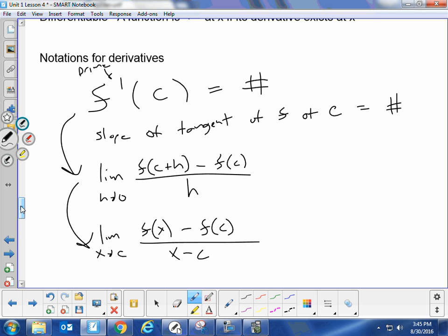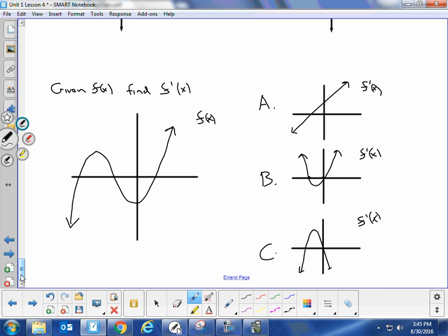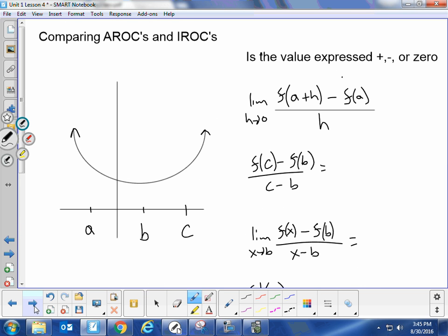Okay? Now, we'll come back to that. We can compare values for average rates of change and instantaneous rates of change. Okay? For right now, all you're concerned with is whether the slope is positive, negative, or 0. We're not going to get into specific values. It's just going to be kind of eyeballing things and looking at slopes.